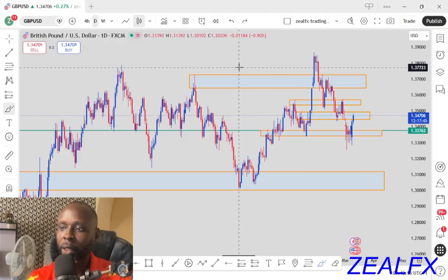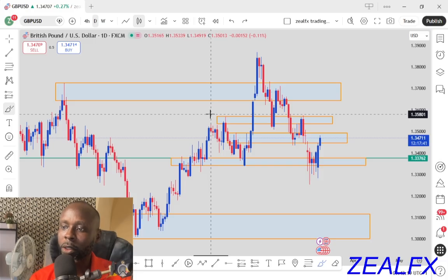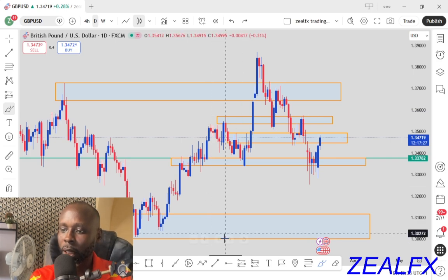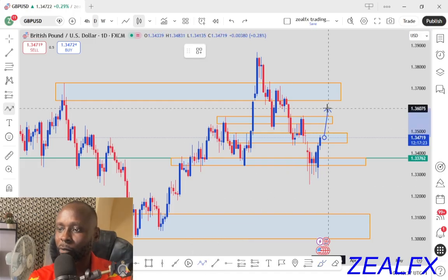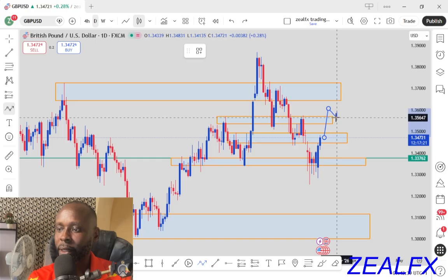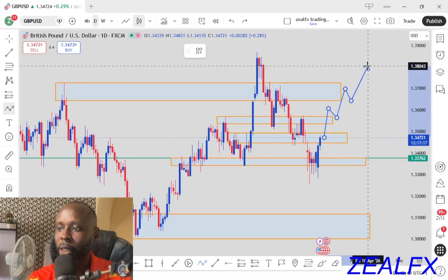So let's look at the levels that will determine the change of the trend, the levels that will change the market to bullish, and also those that will resume the downtrend continuation. First, for the bullish trend, we expect price to break out of this level, then retest it, and then we can start looking for possible buying opportunities on the GBP/USD.